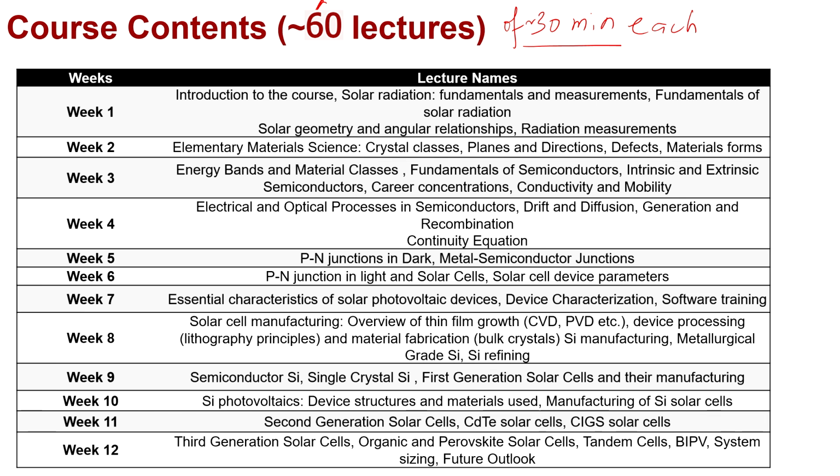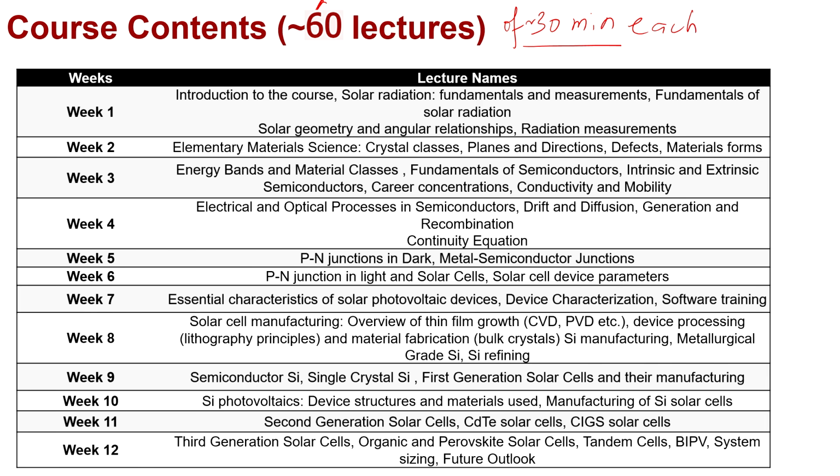The second part is about learning elementary material science, because all of the solar cells rely on certain classes of materials. To understand materials, we will look at some very basic fundamentals, like what crystal structures are, and what planes and directions are. Knowledge of planes and directions is important if you choose a single crystal or polycrystal. What is the difference between a single crystal and a polycrystal, for example, what the defects are, and what the different forms of materials are that are utilized in photovoltaic devices.